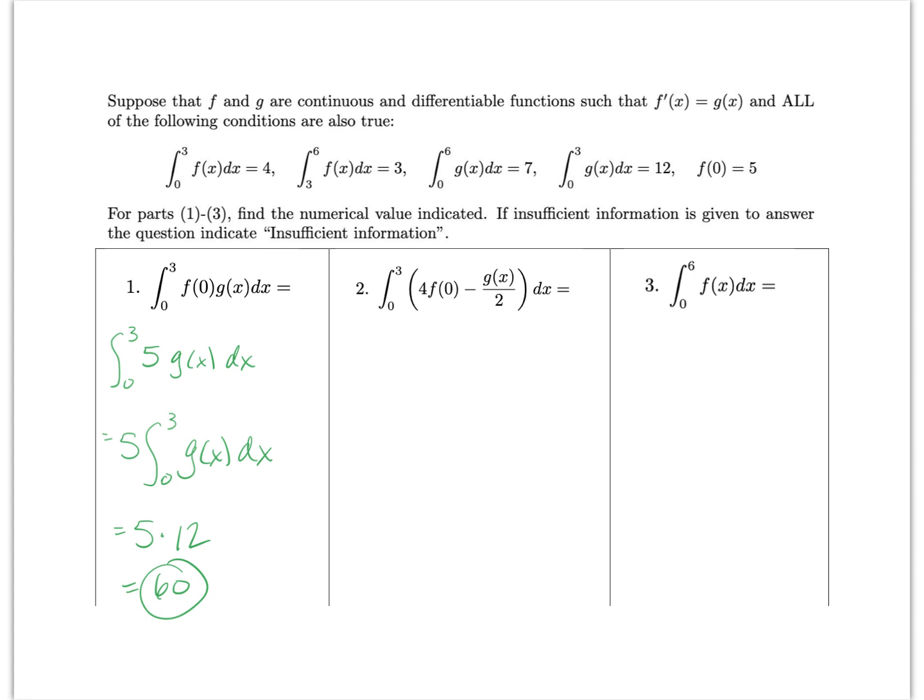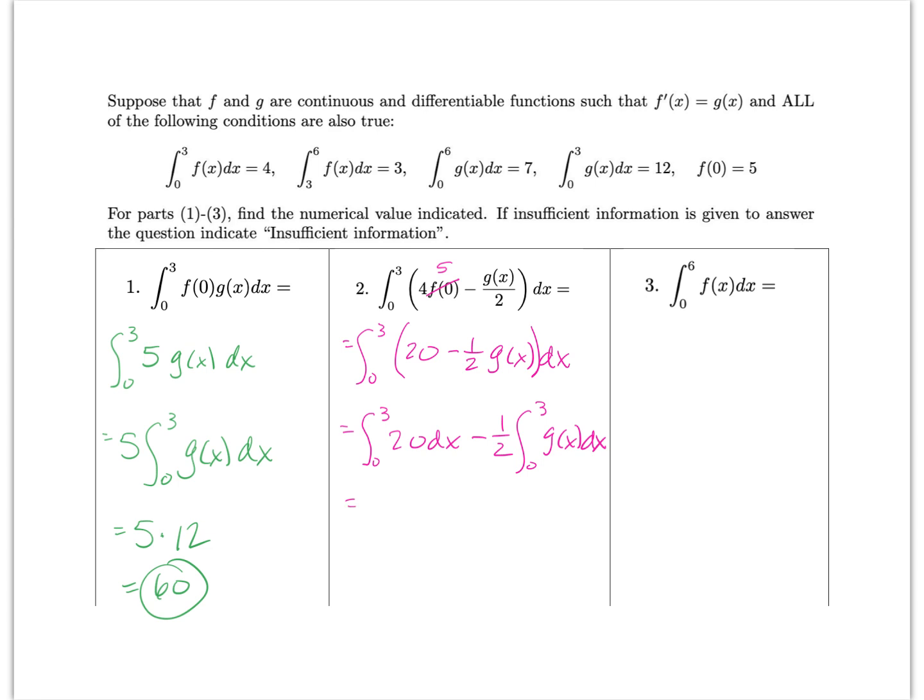For number 2, again, I can replace f of 0 with its value. That's a 5. So this is 4 times 5. So this is the integral from 0 to 3 of 20 minus 1/2 g of x dx. So I can integrate each term separately, right? I can integrate term by term just like I can with derivatives. So this becomes the integral from 0 to 3 of 20 dx minus 1/2 the integral from 0 to 3 of g of x dx.